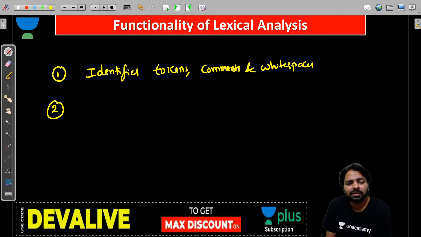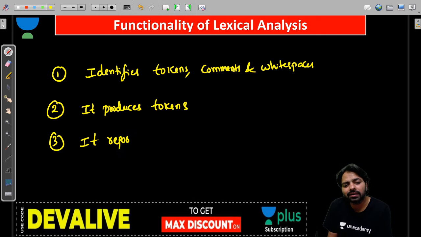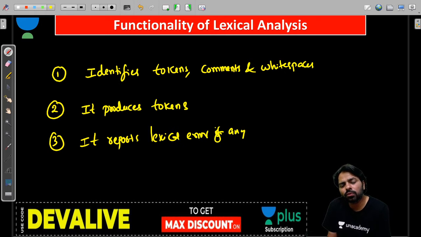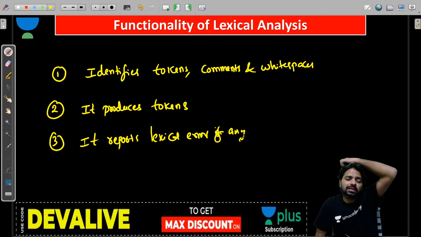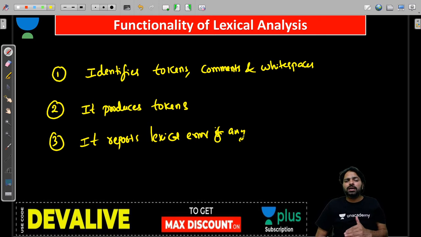And second, it produces tokens if there is no lexical error, and it reports lexical errors, if any, to the error handler. These are the most important functionalities of the lexical analyzer, where it also scans the whole program, each and every character. That is compulsory to do all these things.